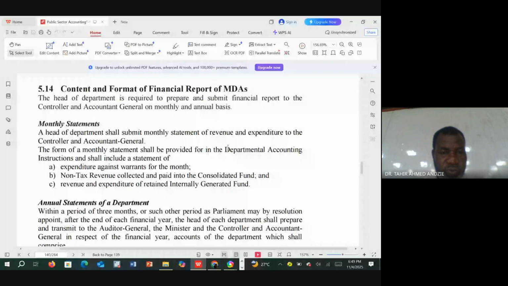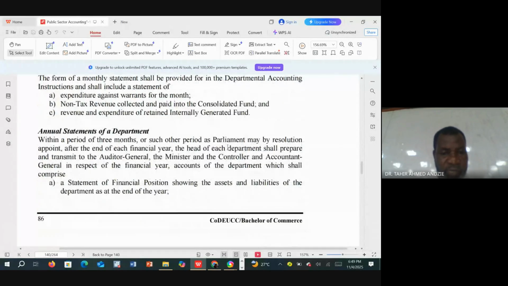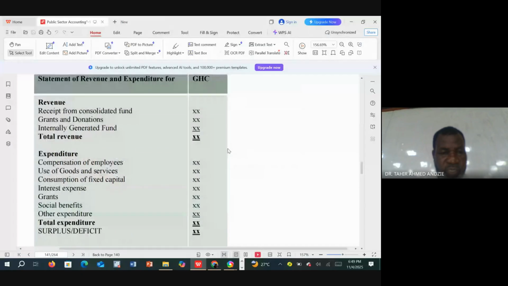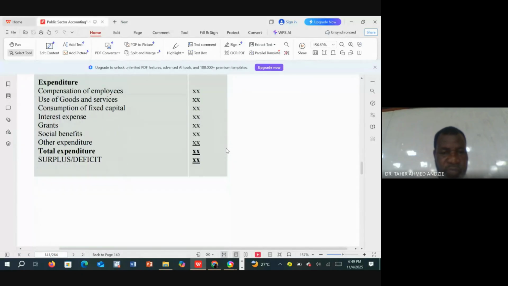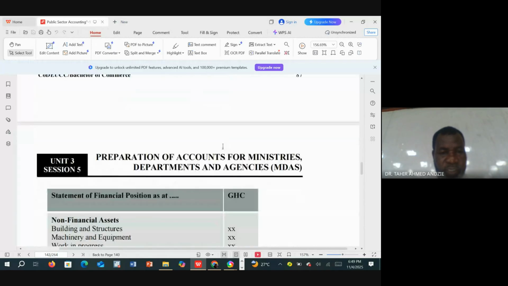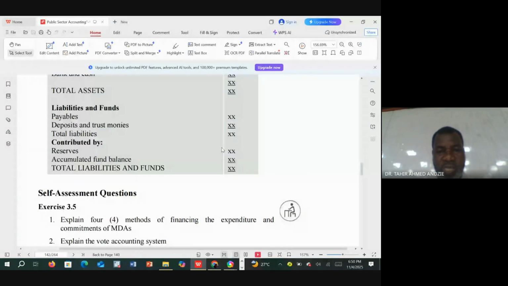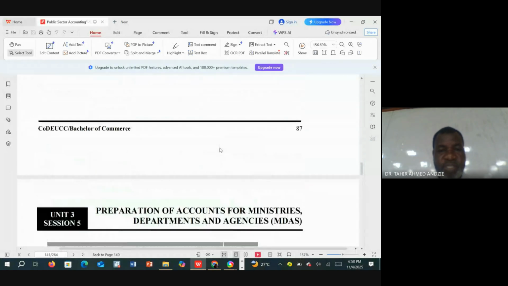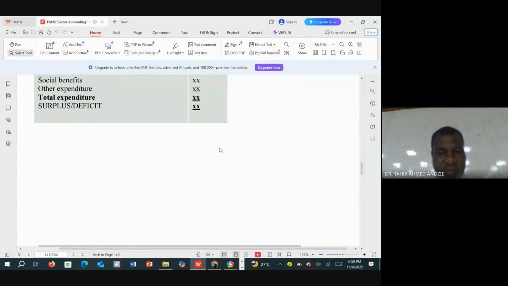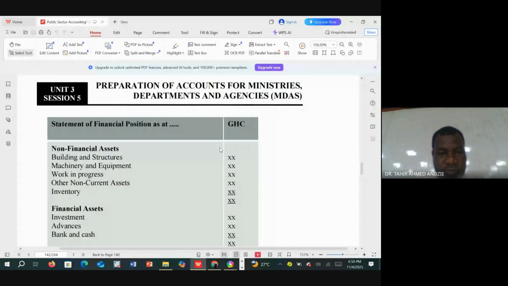We look at the content and format of financial reports of MDAs. So the monthly accounts, and then the annual accounts. We look at the revenue, income, and expenditure accounts, and then the revenue and expenditure account. Then we look at the statement of financial position. These are the basic two accounts that you are going to prepare under the public sector account, that is central government accounts. So revenue and expenditure account, then statement of financial position.